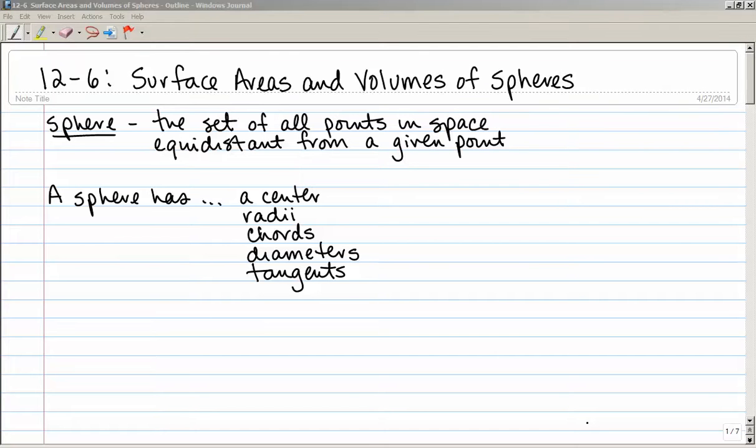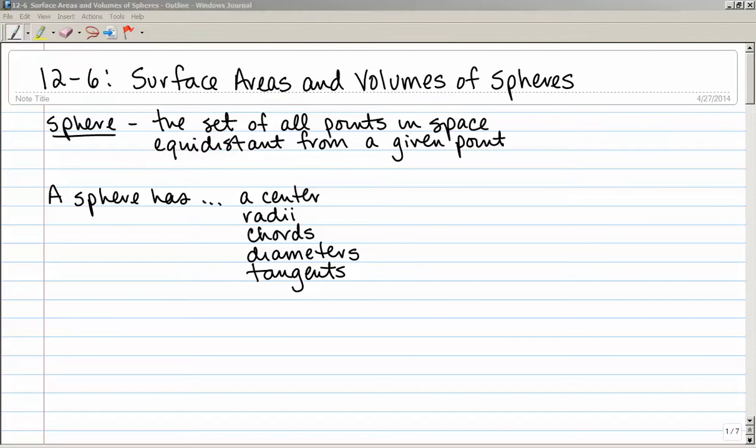12.6 is on surface areas and volumes of spheres. A sphere is the set of all points in space equidistant from a given point. You may remember that the definition of a circle was the set of all points in a plane that are equidistant from a given point. But now, since a sphere is a three-dimensional object, we're talking about three-dimensional space.